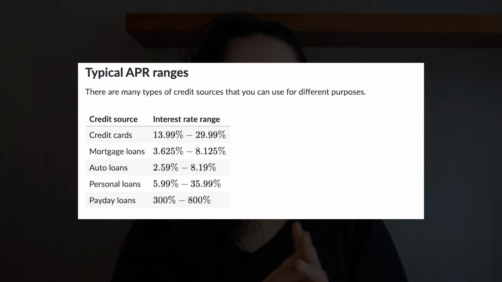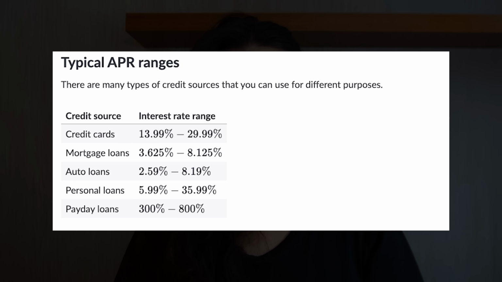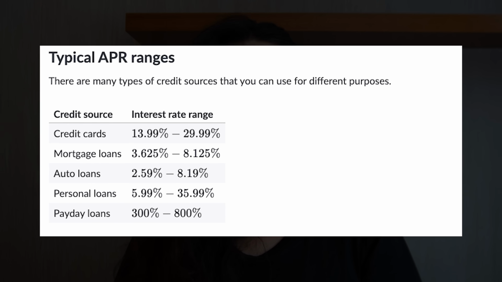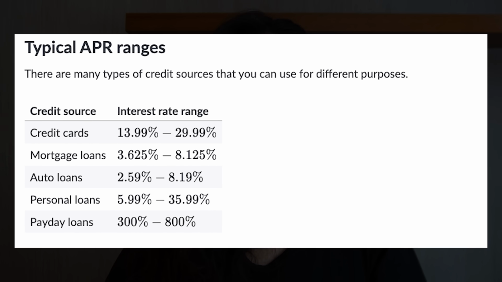And just for reference, here are some different types of loans and their APRs expressed as a range. As you can see, something like payday loans is crazy at 300% to 800%. And this is, of course, based upon the United States.